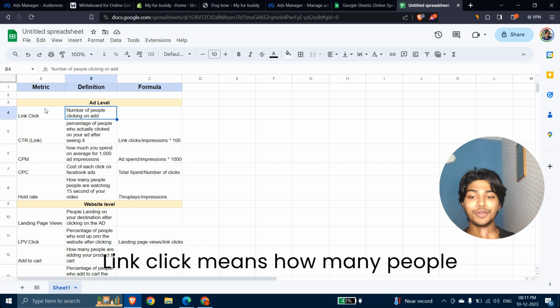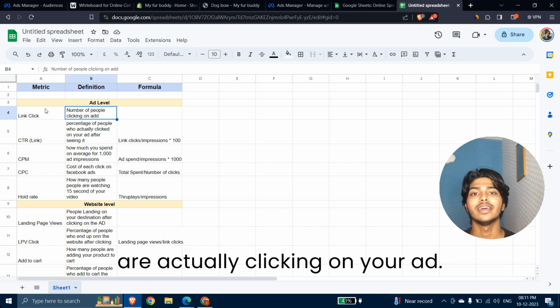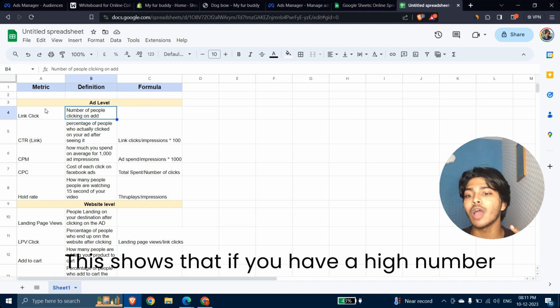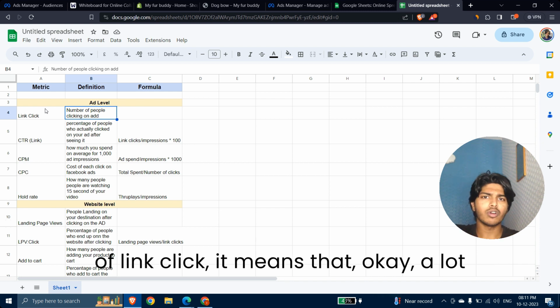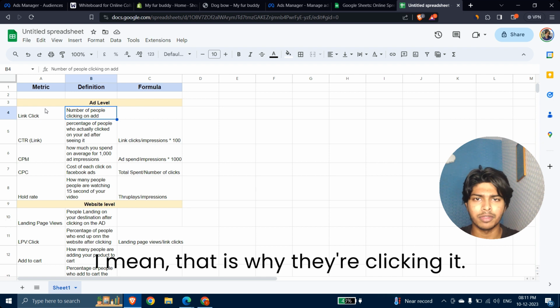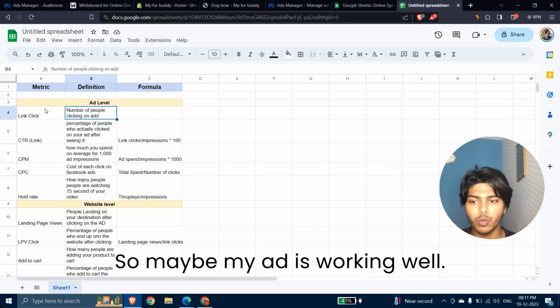Link click means how many people are actually clicking on your ad, right? If you have a high number of link clicks, it means that a lot of people are interested in it, right? I mean, that is why they're clicking it. So maybe my ad is working well.